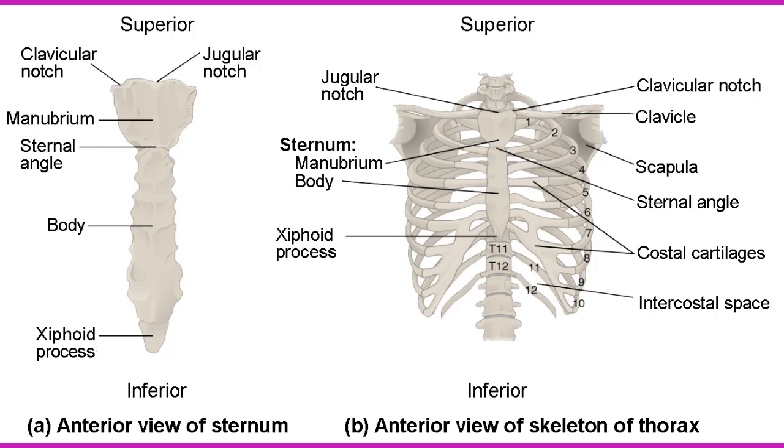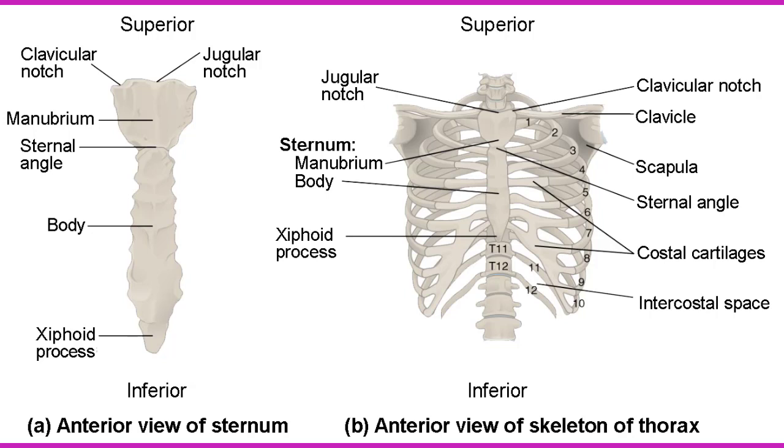The ribs are classified into 3 groups based on their relationship to the sternum. Ribs 1 to 7 are classified as true ribs, or what we call the vertebrosternal ribs. The costal cartilage from each of these ribs attaches directly to the sternum. And ribs 8 to 12 are called the false ribs or vertebrochondral ribs. The costal cartilages from these ribs do not attach directly to the sternum.